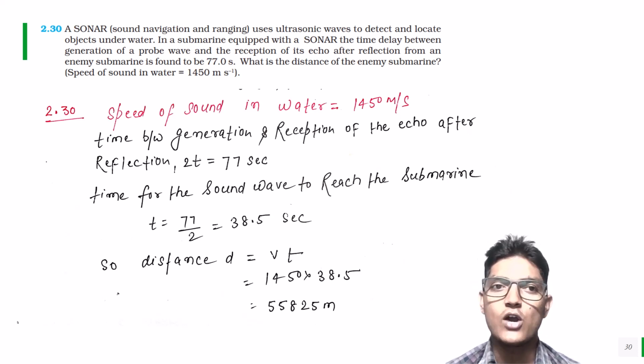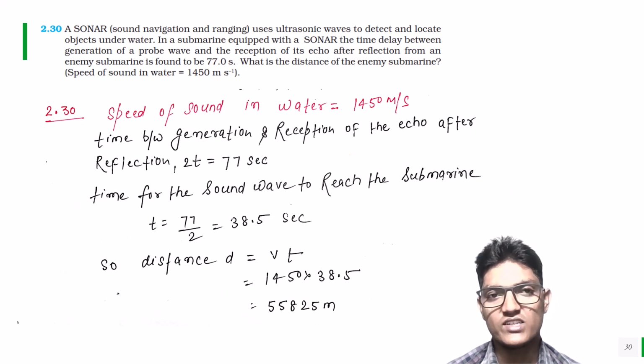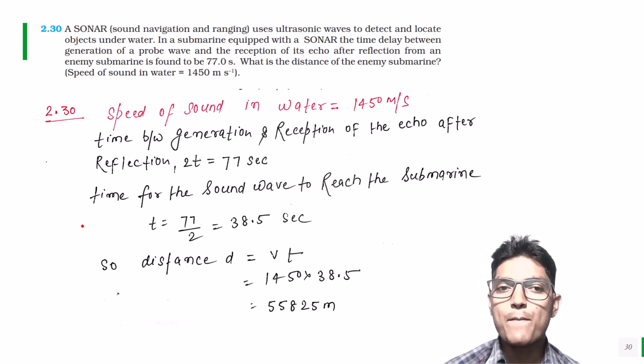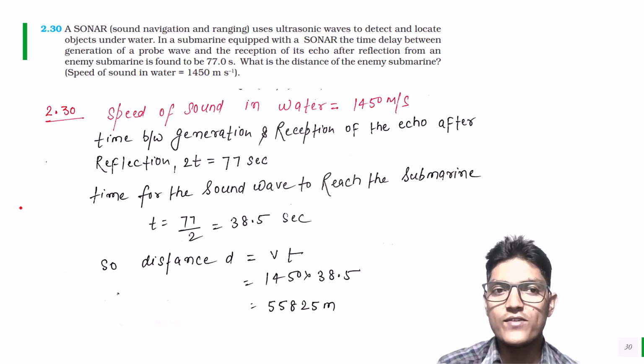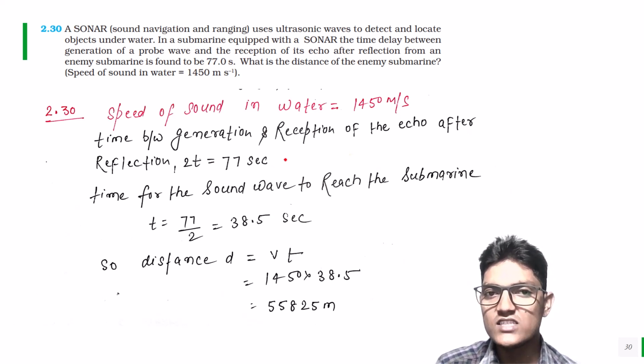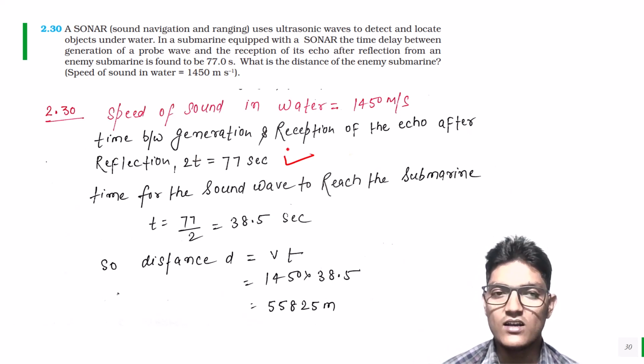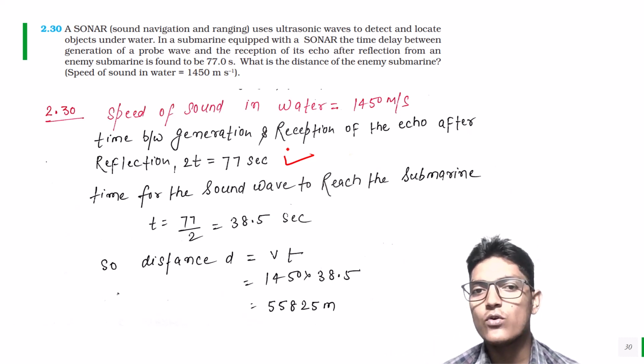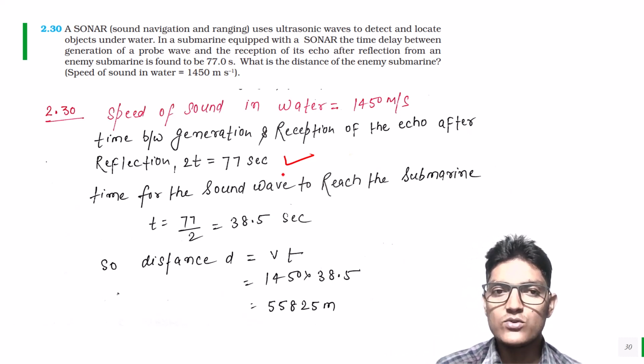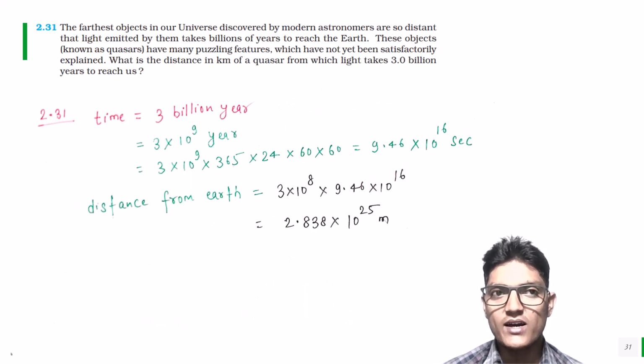And the speed of sound in water is given 1450 meter per second, and the time between generation and reception of the echo after the reflection is given 77 सेकंड. मतलब टाइम का जाना और फिर लौट कर आना कितना हो गया हमारा, 77 सेकंड्स का. सो time for the sound wave to reach the submarine, t is equal to कितना हो जाएगा, 38.5. सो डिस्टेंस d क्या हो जाएगा, v into t, मीन्स 1450 into 38.5 is equal to 55825 मीटर.